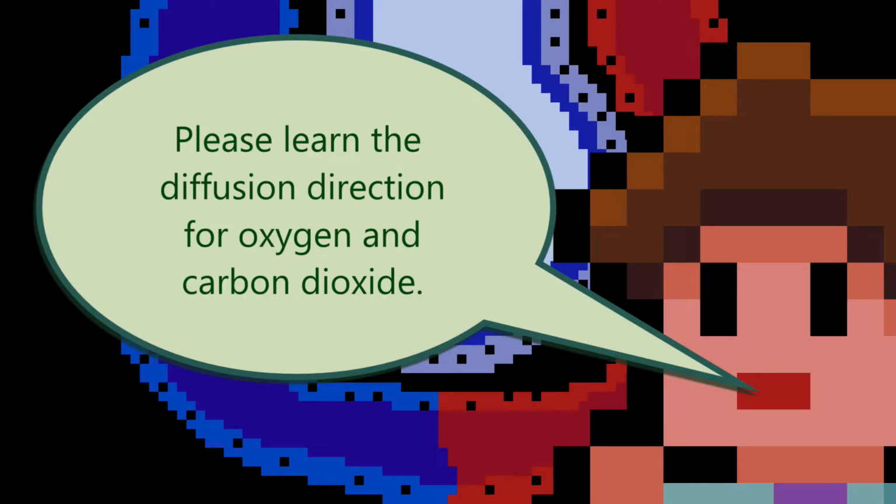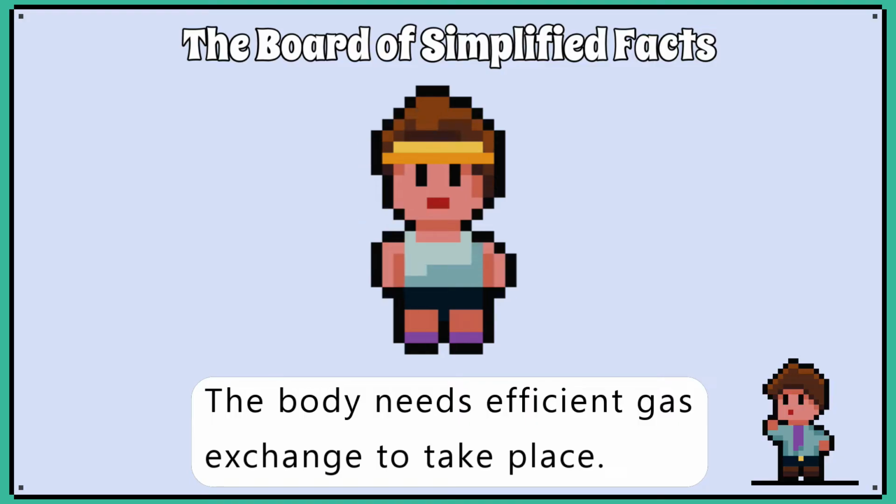On a diagram, you will need to be able to add arrows showing the direction that oxygen and carbon dioxide are diffusing to. Oxygen is always moving into the blood via diffusion. Carbon dioxide is always moving into the alveoli via diffusion. The body needs efficient gas exchange to take place. The alveoli are adapted to facilitate this.